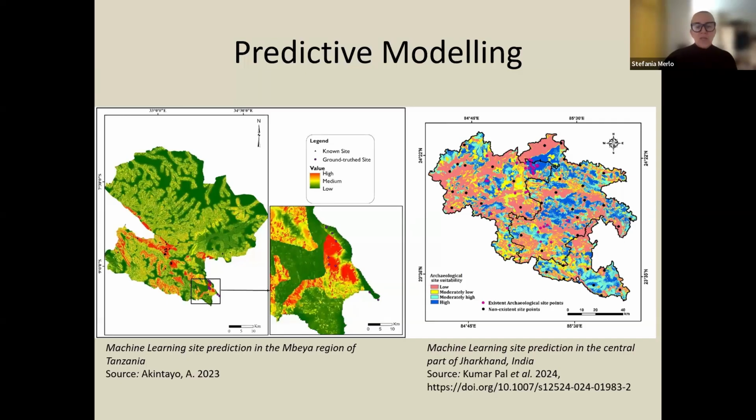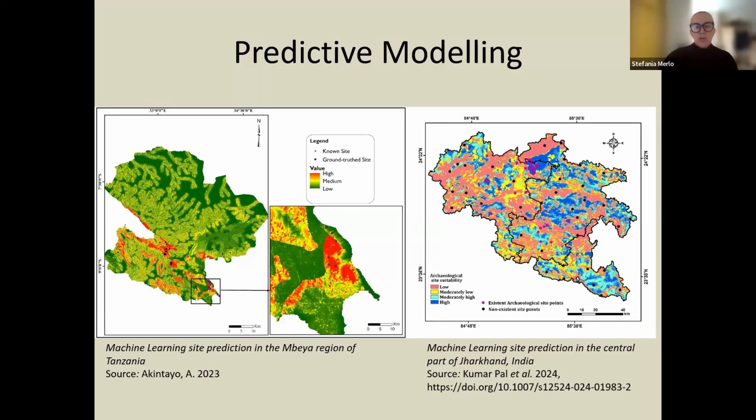In this case, we have demonstrated it by showing you two maps. One is a predictive model created by Akimboala Kintayo for the Mbeya region of Tanzania, where he extracted information on a number of Stone Age sites in this region and then created a prediction of where these sites may be located. As you can see, the map has different color scales where the possibility of sites would be high, and where it would be low.